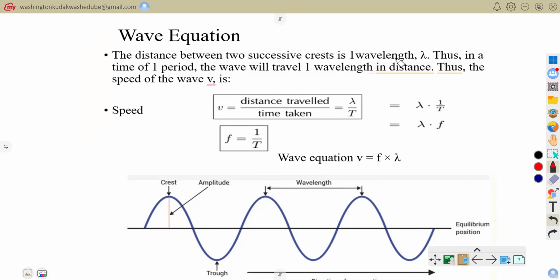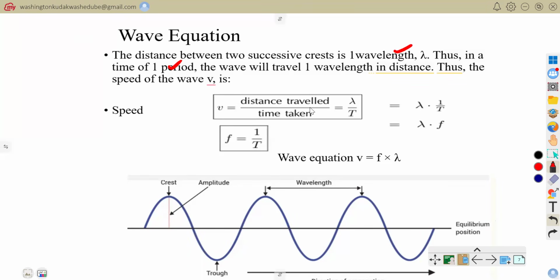So the distance between two successive crests becomes one wavelength. And the time it takes to move that one wavelength becomes our time period. If that is the case, speed itself is the distance traveled per unit time. The distance traveled by one wave is the wavelength, and the time taken to move this one complete wave is our time period. So our wave speed can be given by our wavelength divided by the time period, in accordance to the definition of our wavelength as well as our period.